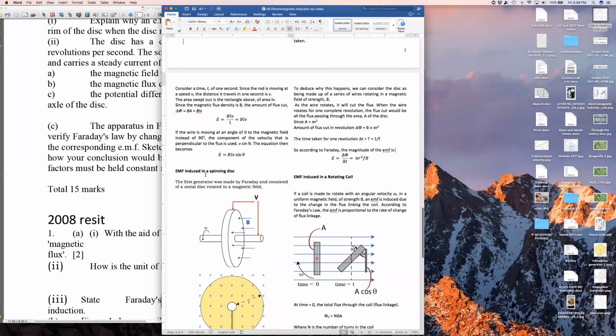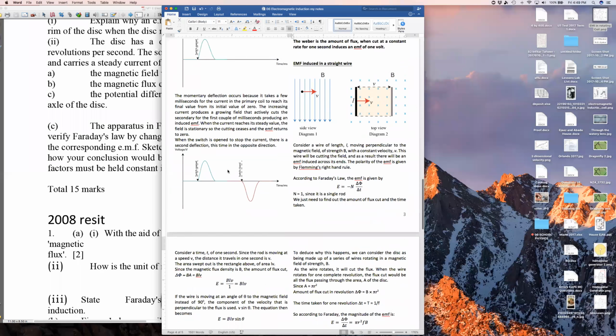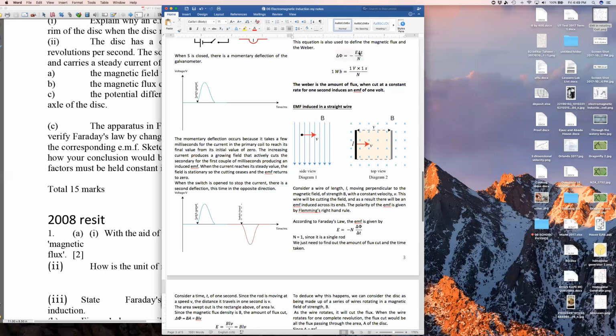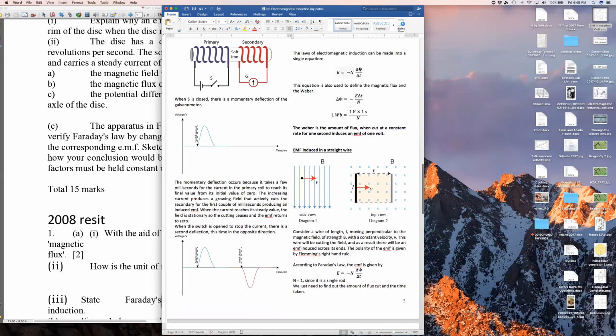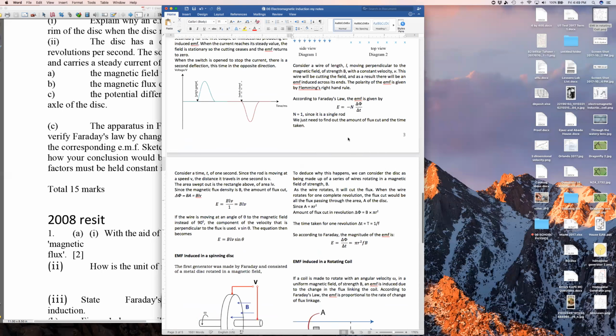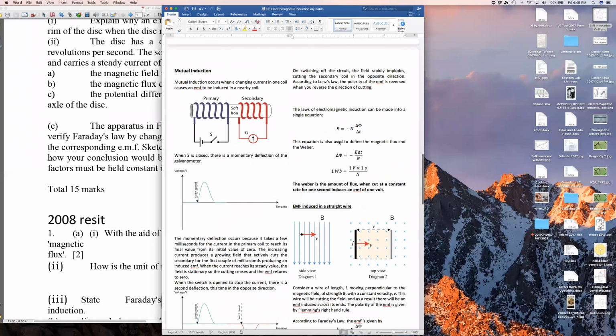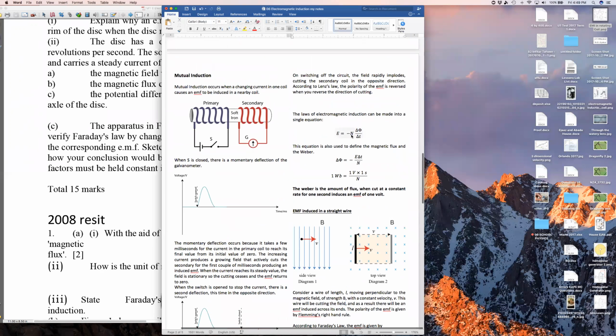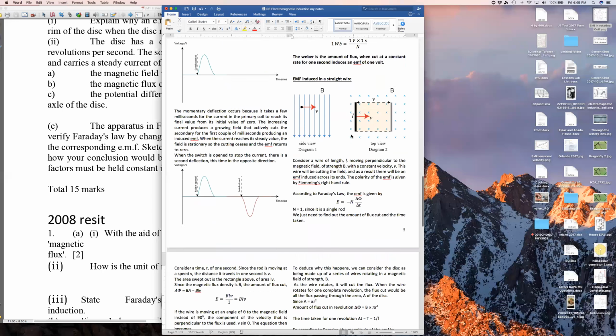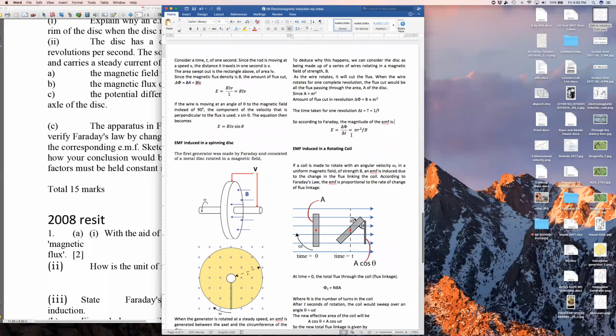EMF induced in a spinning disk, what equation are we going to use? Same equation, looking for delta phi and delta t. And finally, EMF induced in a rotating coil, we go back to the same equation right there. All right? So that's the commonality that I'm trying to thread through the discussion this evening.